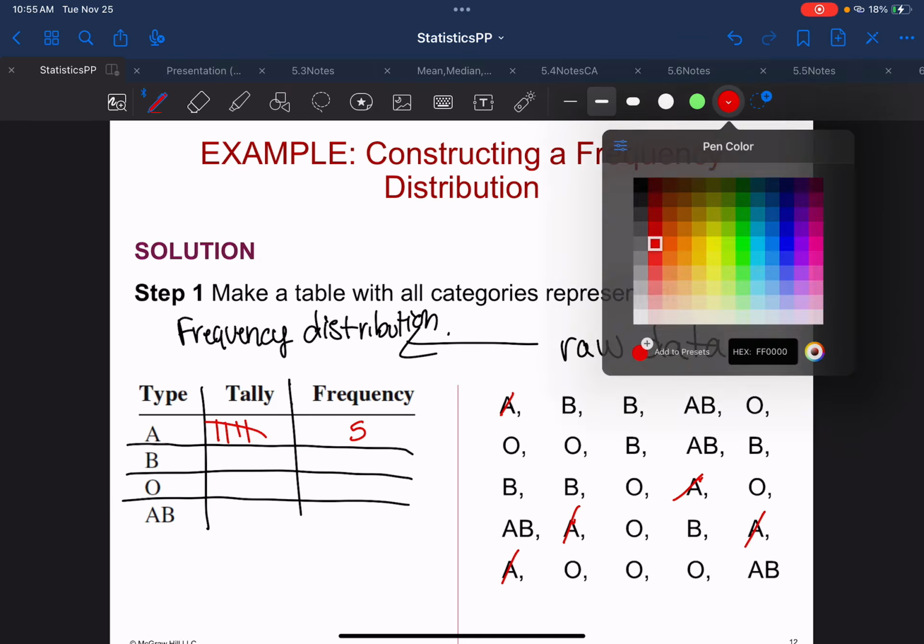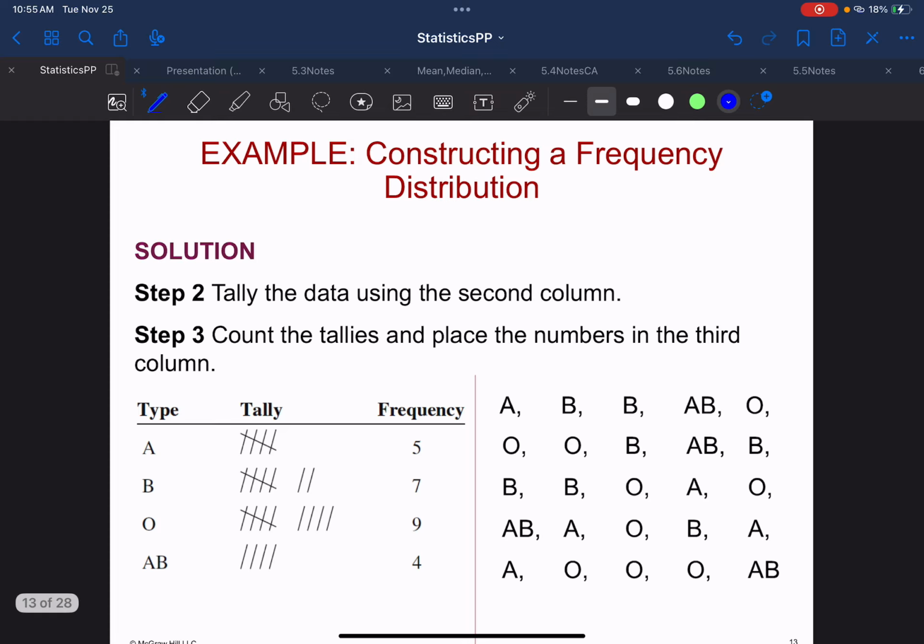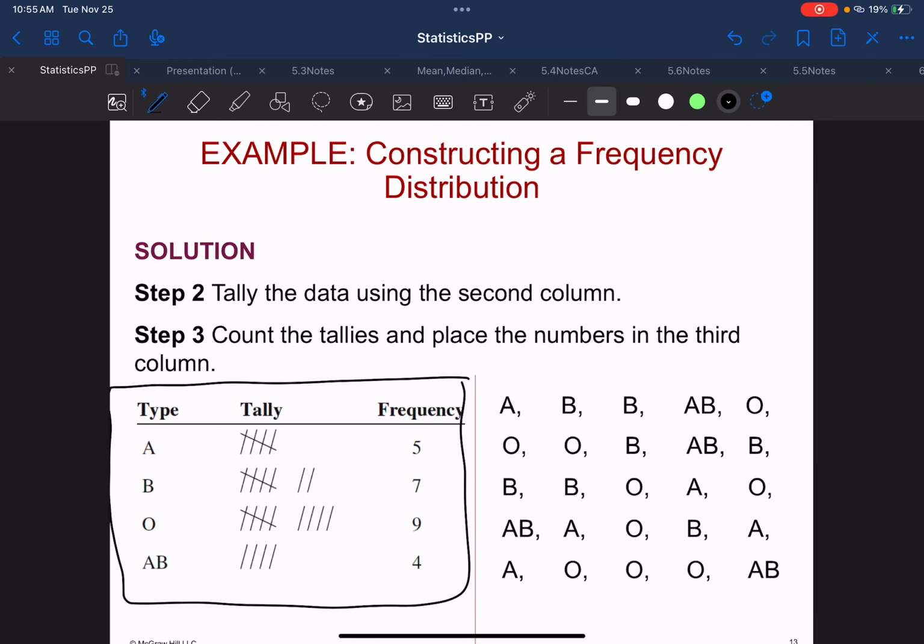So the frequency is actually going to be the number 5. The tally is just for us to count how many are in there. And then for B, there's 1, 2, 3, 4, 5, 6, 7. So that's 7 tallies, and the number 7 will go in the frequency. We're just counting how many of each type to get the complete version of this frequency distribution table. Okay, so this would be the complete frequency distribution table.